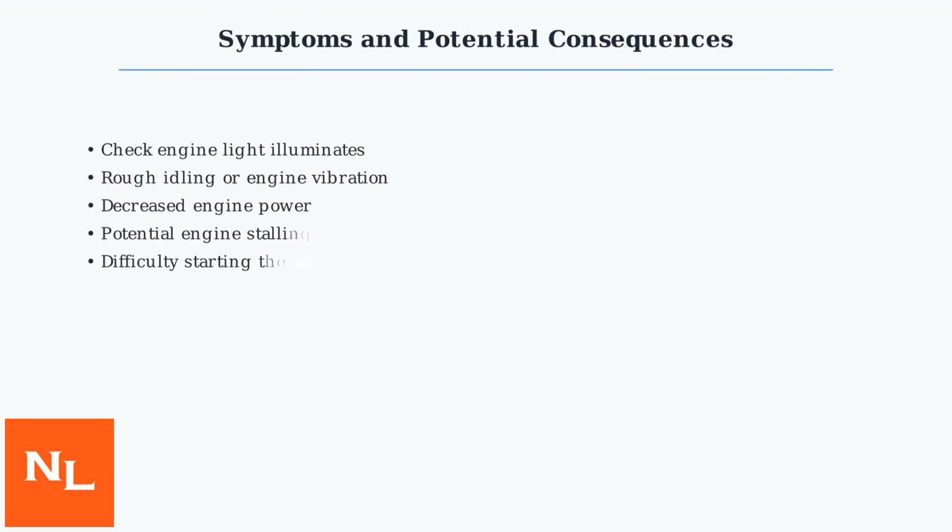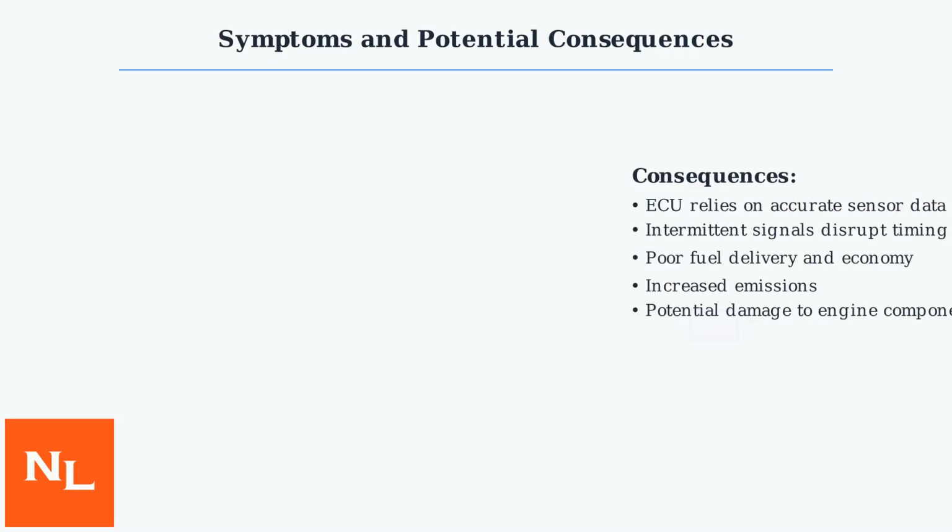Common symptoms of a P0349 code include a check engine light, rough idling, decreased engine power, and potential engine stalling. You might also notice difficulty starting the vehicle. The ECU relies on accurate CMP sensor data, so intermittent signals can disrupt the engine's timing and fuel delivery, leading to poor fuel economy and increased emissions. Prolonged driving with this issue can potentially damage other engine components.